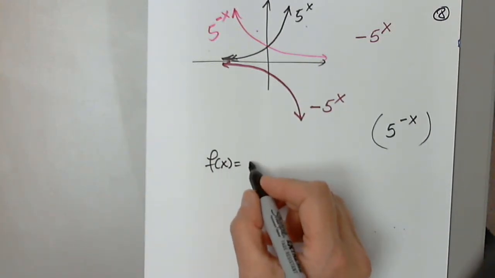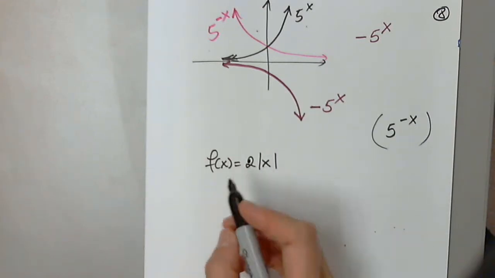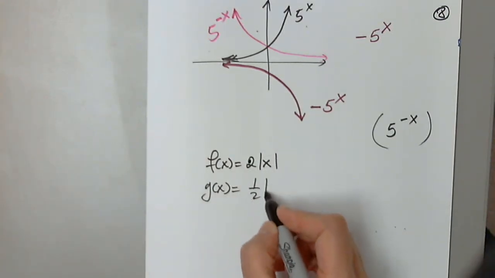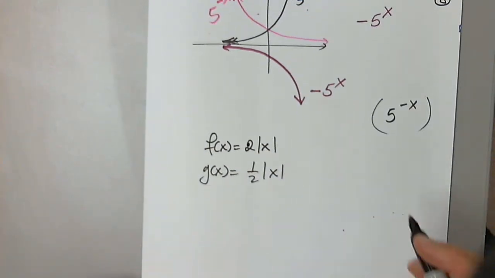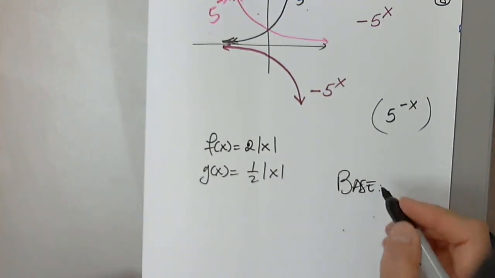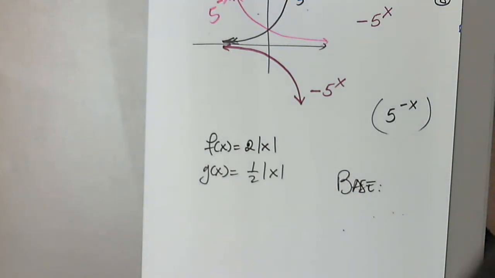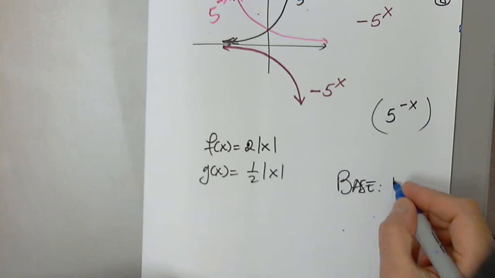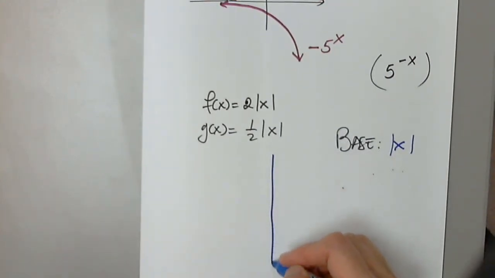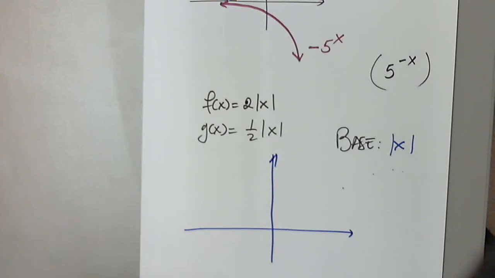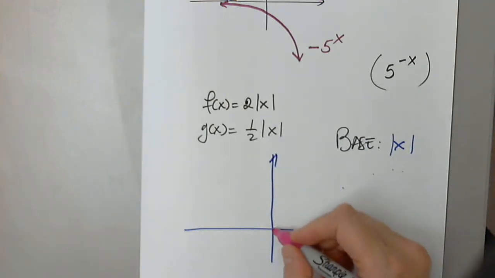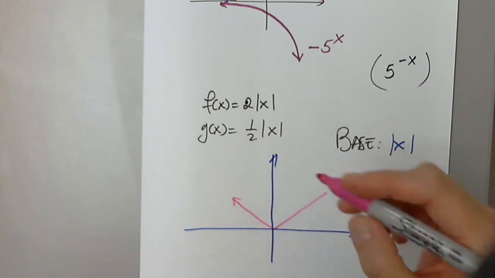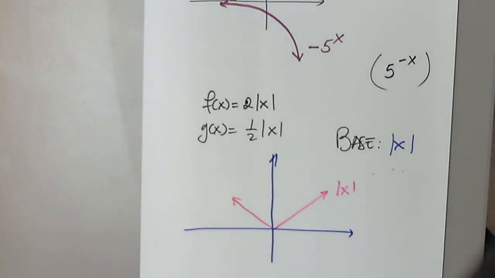So let's look at the following. f of x equals twice the absolute value of x, and g of x equals 1/2 the absolute value of x. Which base function did I use when creating f and g? The base function was the absolute value of x. Remember, this is what we like to call a V function. This is the absolute value of x.